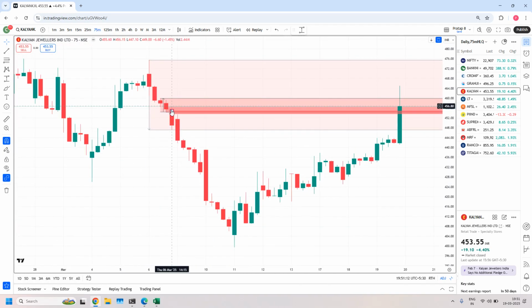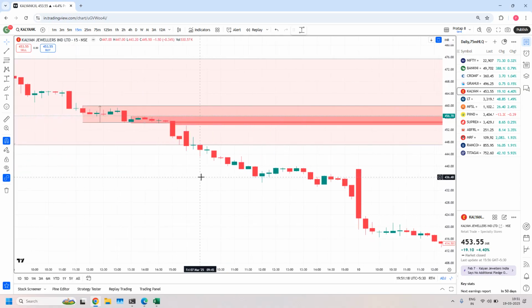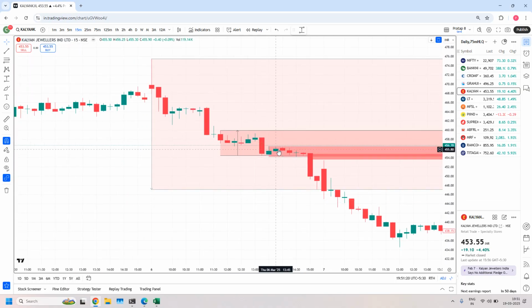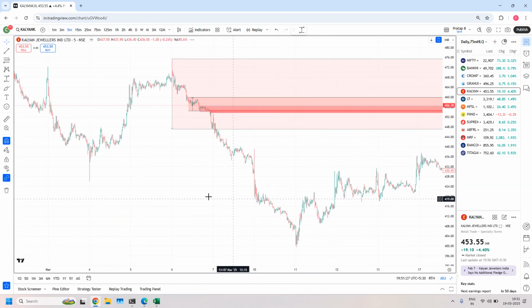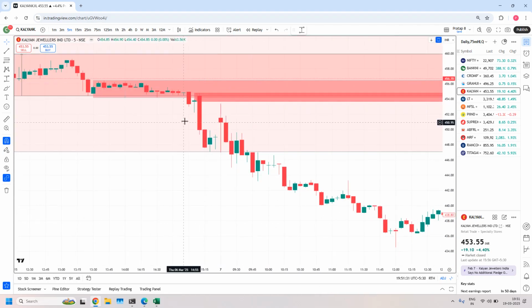We have a drop, 2 base candles and a drop. Again fine-tuned with a 15-minute zone. Here you have a drop, 1, 2, 3, 4, 5, 6 base candles and a drop candle. Again fine-tuned with the 5-minute time frame. Drop, base, drop.